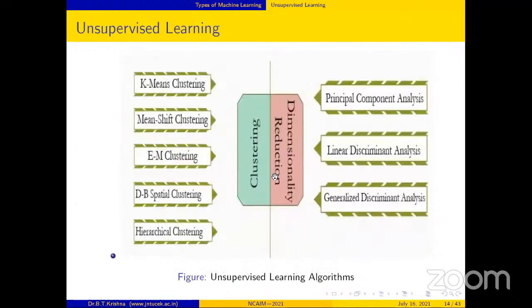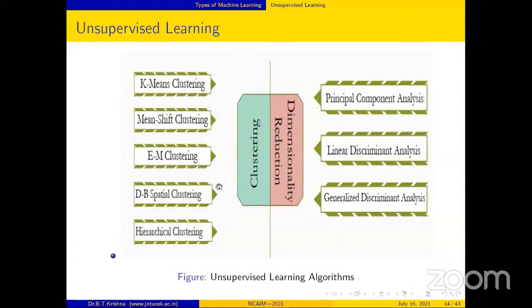Let us see in detail the different types of unsupervised learning algorithms. Here you will have clustering and dimensionality reduction as the two constituent parts of unsupervised learning. In the clustering part, you have to study k-means clustering, mean shift clustering, EM clustering, DBSCAN clustering, and hierarchical clustering. And in dimensionality reduction, you have linear discriminant analysis, the LDA technique, principal component analysis, the PCA technique, and generalized discriminant analysis. These are some of the algorithms used in unsupervised learning.